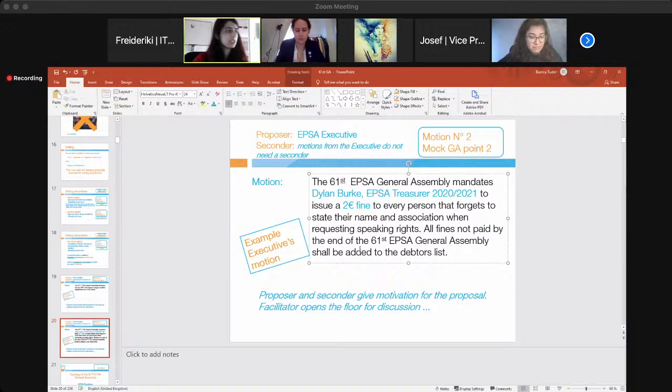The 61st EPSA General Assembly mandates Dylan Burke, EPSA Treasurer 2020-2021, to issue a €2 fine to every person that forgets to state their name and association when requesting speaking rights. All fines not paid by the end of the 61st EPSA General Assembly shall be added to the debtors list. I open the floor for discussion.